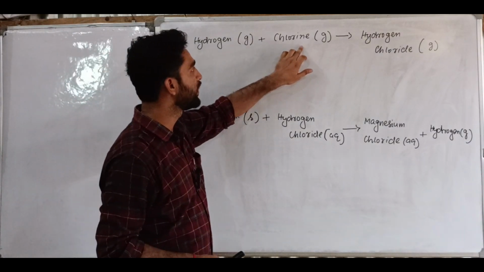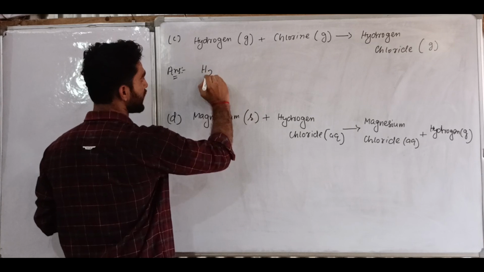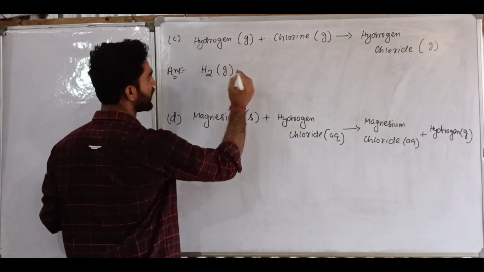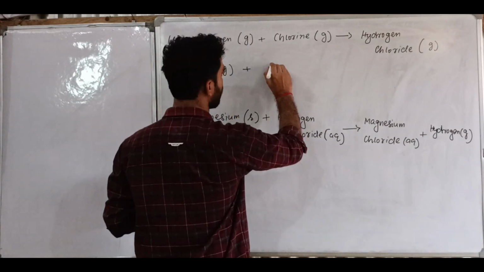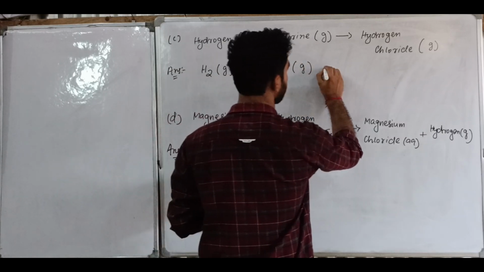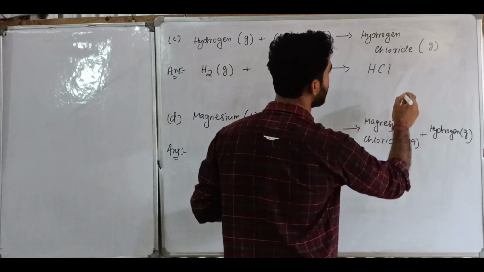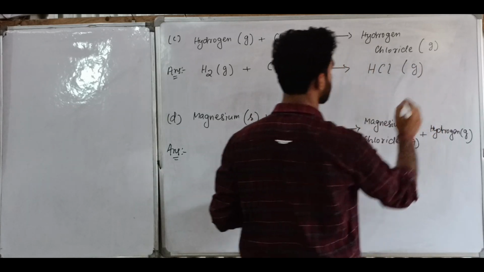Okay, now let's see question number C. Hydrogen reacts with chlorine, they form hydrogen chloride. Hydrogen is given in gaseous state, plus chlorine Cl2, which is also in gaseous state. They form hydrogen chloride. The hydrogen chloride formula is HCl. It is also in gaseous state.